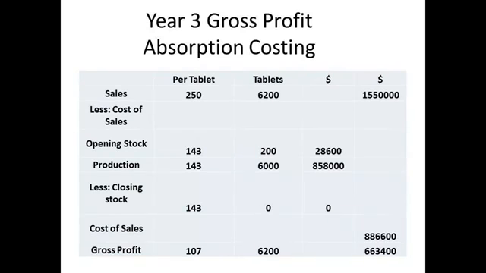In year 3, sales are 6,200 units, which leaves nothing for the closing inventory, all units now having been sold. Total sales are $1,550,000 and cost of sales $886,600, which gives a figure for gross profit of $663,400.